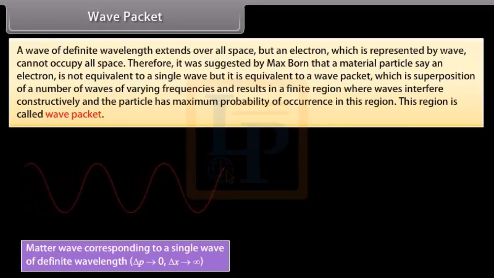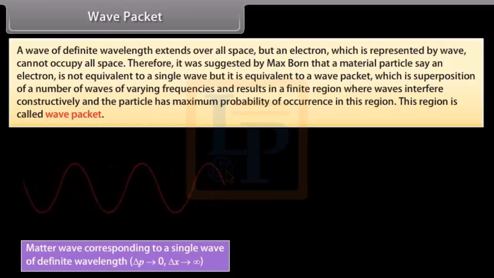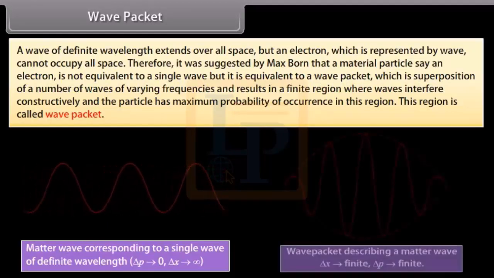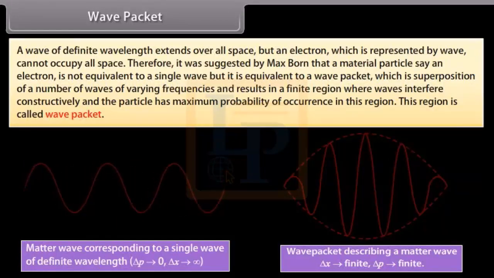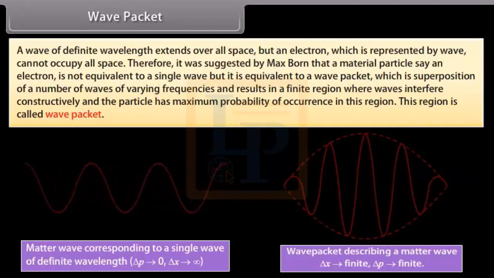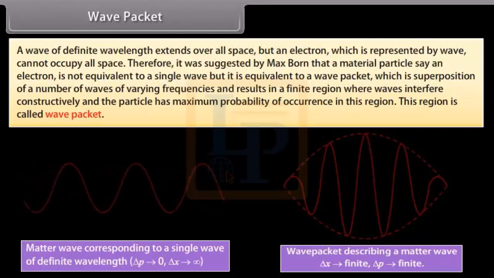Therefore, it was suggested by Max Born that a material particle, say an electron, is not equivalent to a single wave, but it is equivalent to a wave packet, which is superposition of a number of waves of varying frequencies and results in a finite region where waves interfere constructively, and the particle has maximum probability of occurrence in this region. This region is called wave packet.